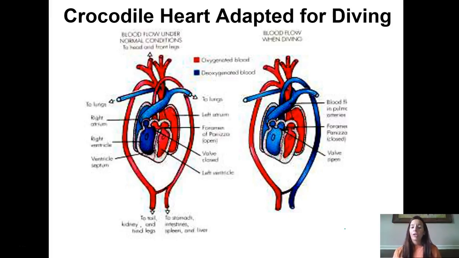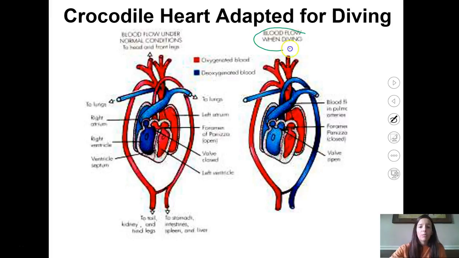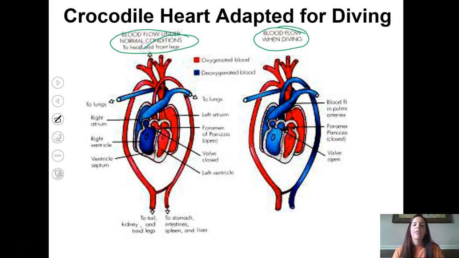The crocodile heart, like we talked about, also has 4 chambers, so it's much more adapted to diving and surviving underwater. When diving, you see the blood flow difference on the right-hand side versus when they're under normal conditions on the left-hand side.